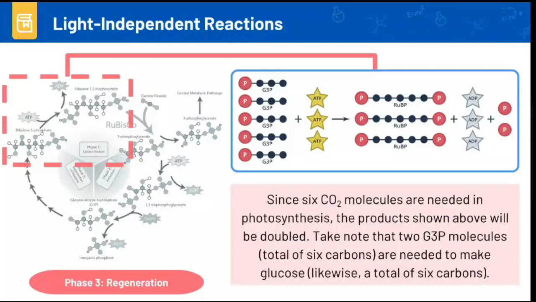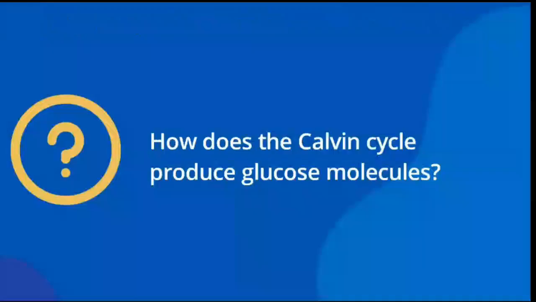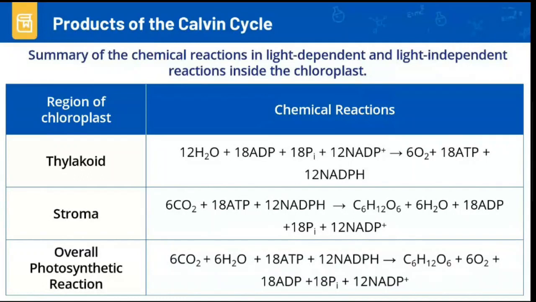Okay? Now, take note that in the photosynthesis equation, 6 molecules of carbon dioxide are needed. Hence, all the products discussed will be doubled since it only talks about the products when 3 molecules of carbon dioxide are fixed. So also bear in mind that the 2 G3P molecules, which have a total of 6 carbons, are needed to make glucose. Now, for the product of your Calvin cycle, it takes 6 turns of the Calvin cycle to fix carbon atoms from the 6 carbon dioxide molecules to produce one hexose glucose. 6 turns ng Calvin cycle ninyo ang kinakailangan para makapag-produce tayo ng glucose.